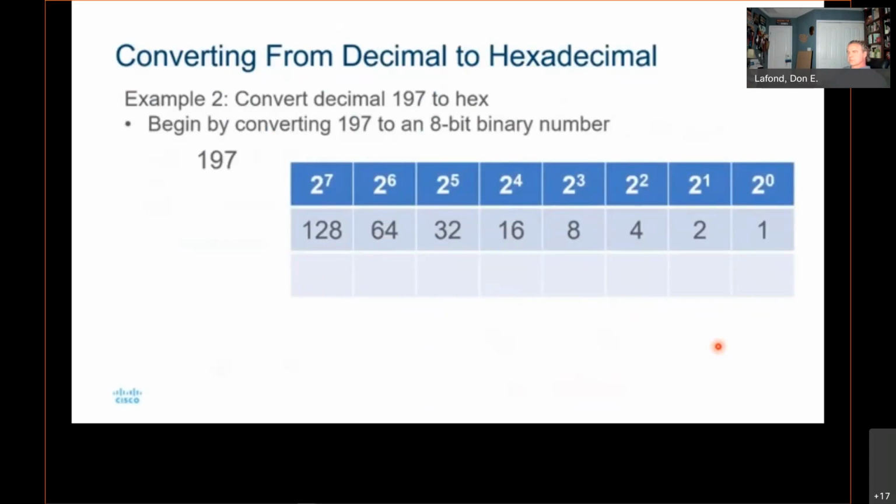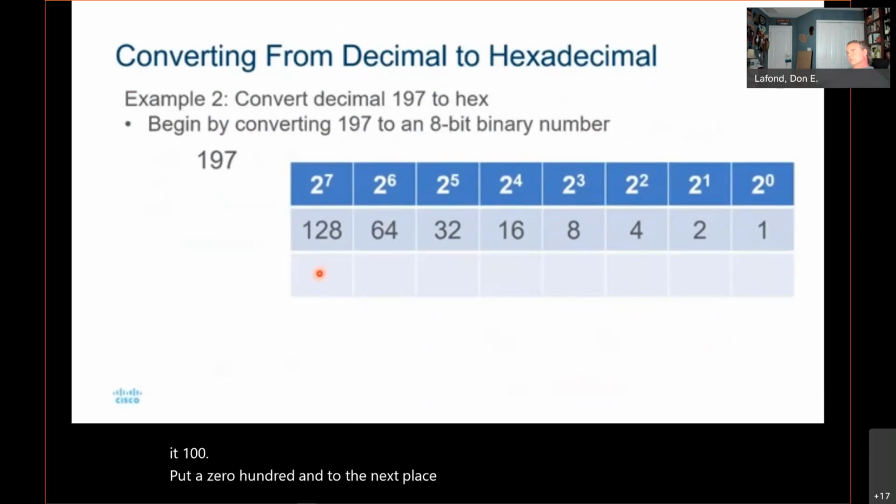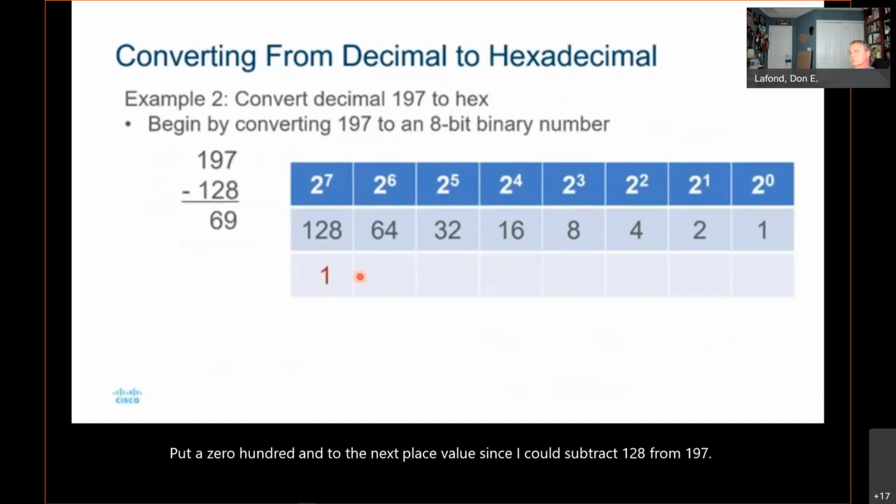I'll begin by writing 197 on the left side, and starting at the left, if the place value is equal to or less than this number, I'll put a 1 under it and subtract it, and if it's greater, I'll put a 0 under it and move to the next place value. Since I can subtract 128 from 197, I'll put a 1 under it and subtract it, and that gives me 69. I can subtract 64 from 69, so I'll place a 1 under that and subtract it. That gives me 5. 32 is too big, so I'll place a 0 under that.